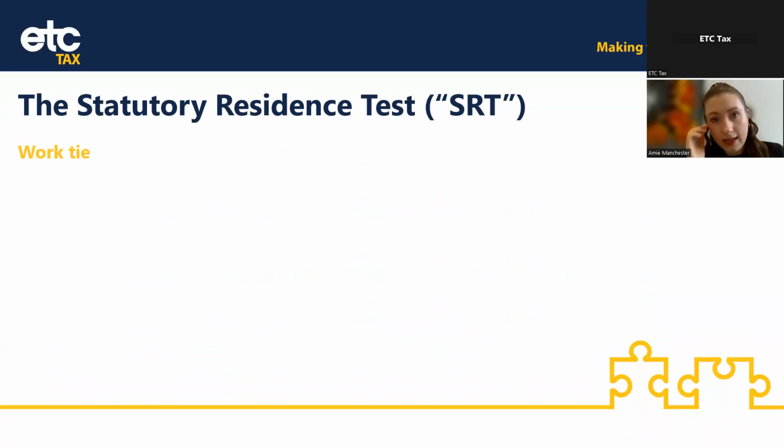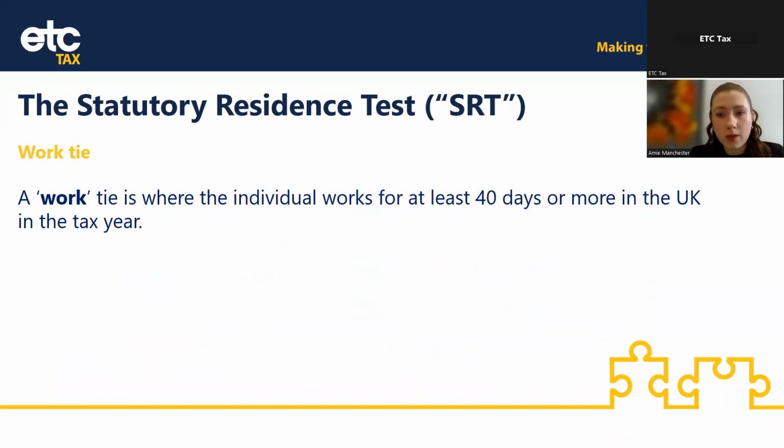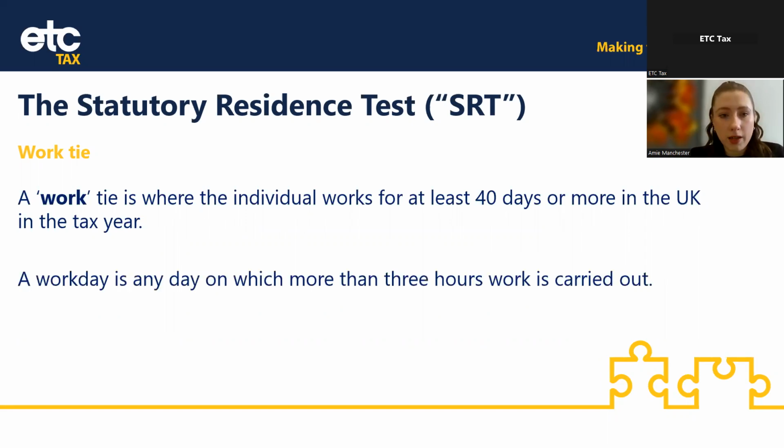Next is the work tie. This one's quite straightforward. So the work tie is where an individual works for at least 40 days or more in the UK in the tax year. And as we mentioned earlier, a work day is any day on which 3 or more hours of work is carried out.